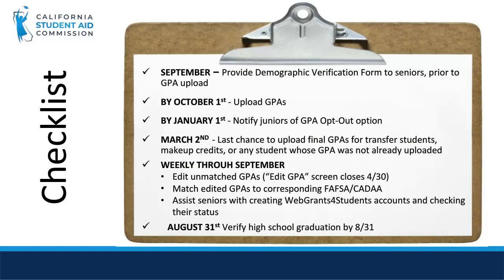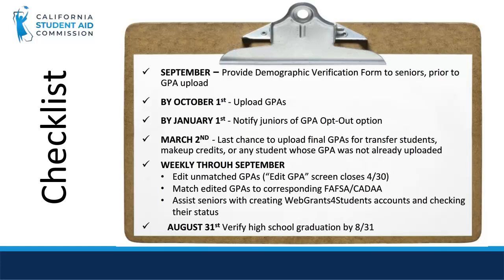Here is a timeline of the process. In September, the schools will provide a demographic verification form to seniors prior to the GPA upload. This form helps ensure that the information a student is using on their financial aid application will match the information submitted for their GPA. By October 1st, schools should upload GPAs. By January 1st, schools must notify juniors of the GPA opt-out option if they do not want their GPA uploaded for Cal Grant consideration. March 2nd is the last chance to upload final GPAs for transfer students, makeup credits, or any student whose GPA was not already uploaded.